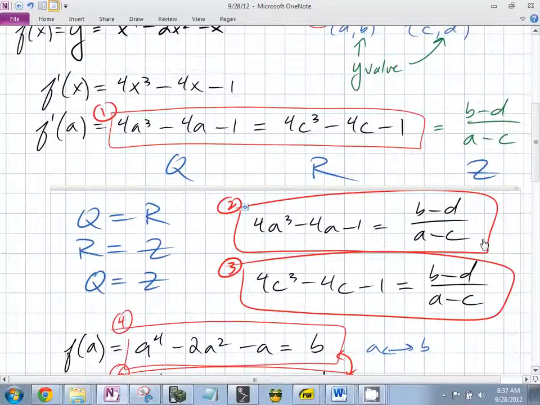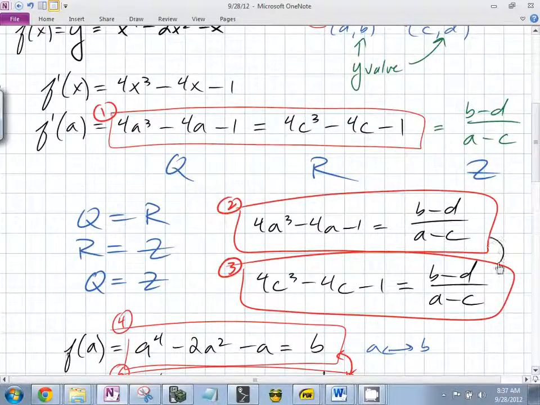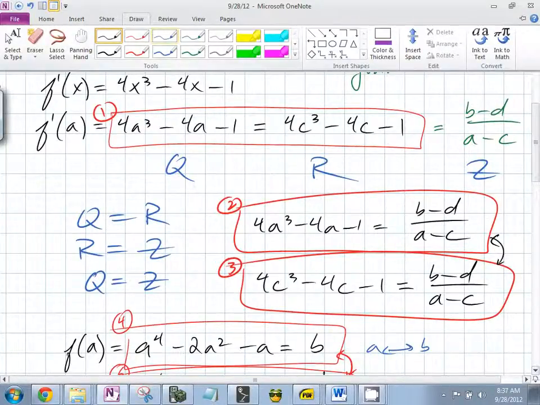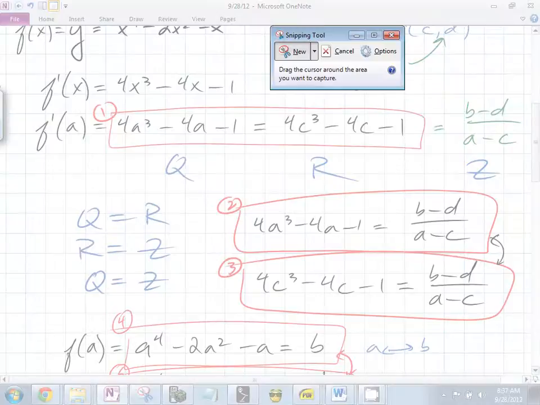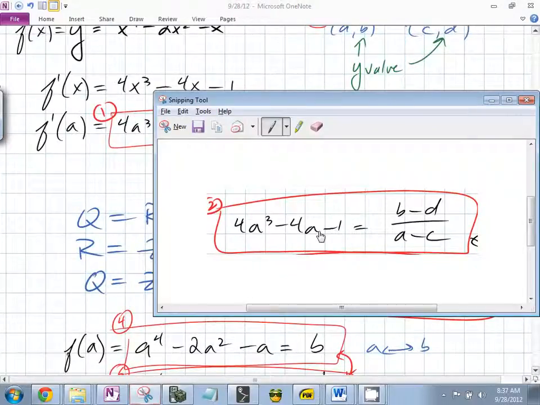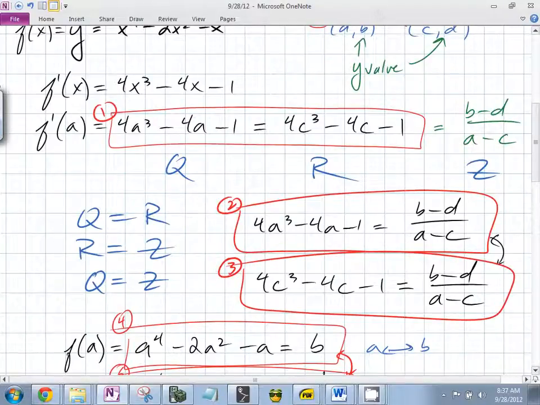Which one do you want to use? It doesn't really matter which one we use. Which one? Top number 2 or 3? 2. Okay. There you go. Let's plug it into there. Let's see what we get.